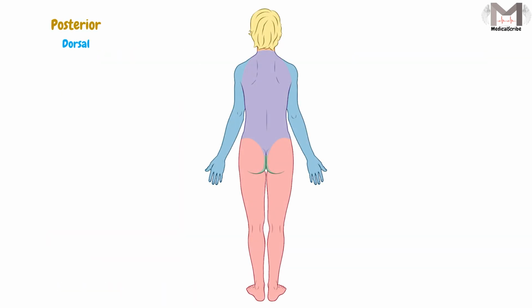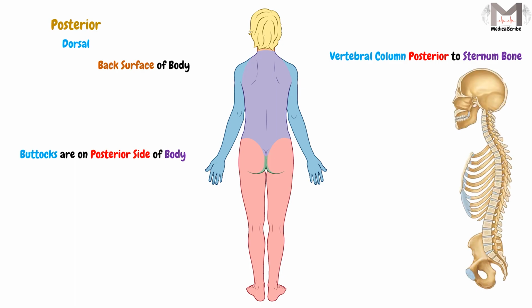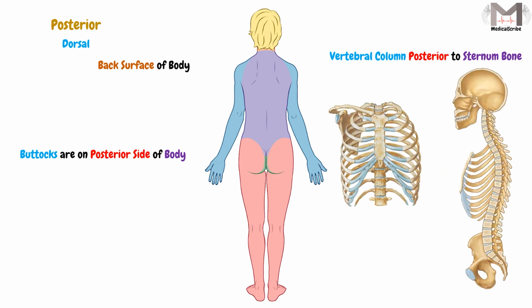While the posterior, on the other hand, describes the structures that are to the back or near the back surface of the body. For example, the buttocks are on the posterior side of the body. That means the buttocks exist in the back, or it is the most back structure in the body. Or if we say the vertebral column is posterior to the sternum bone, that means this column is behind or at the back of the sternum bone. So this is the meaning of the posterior.